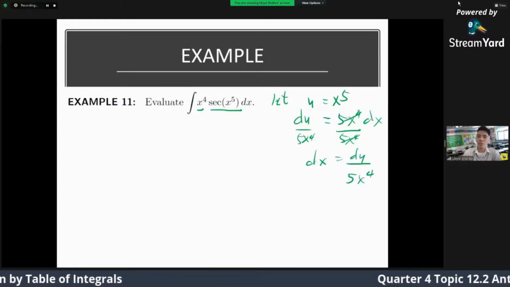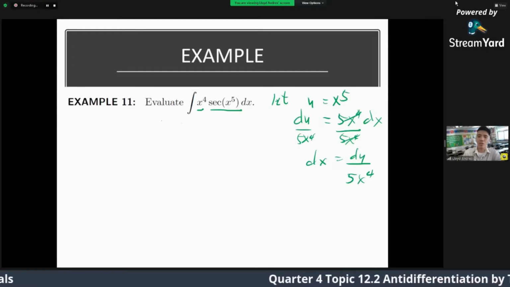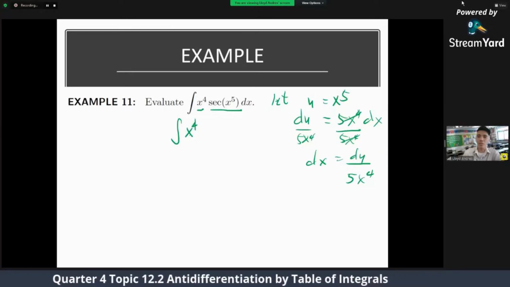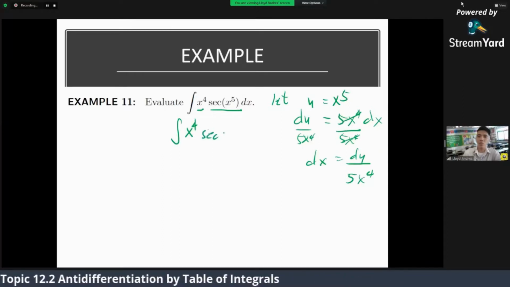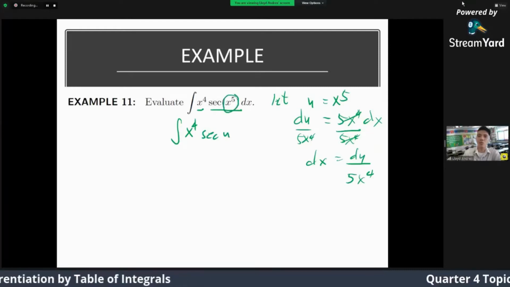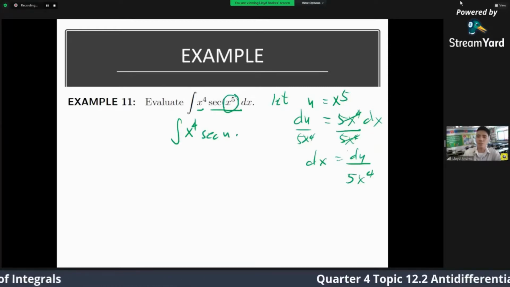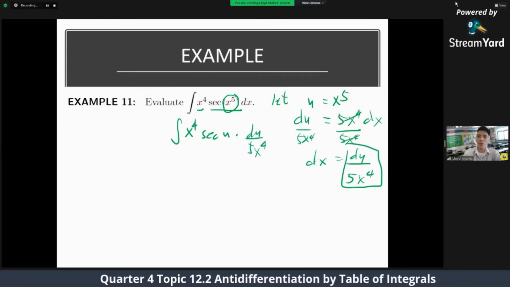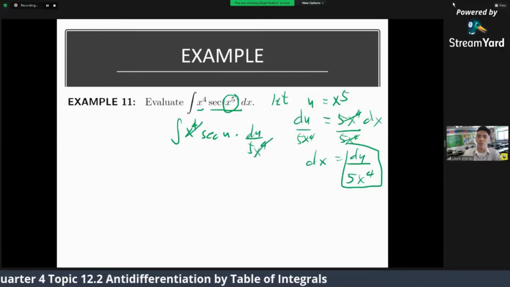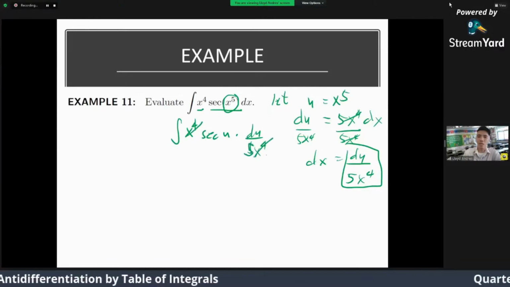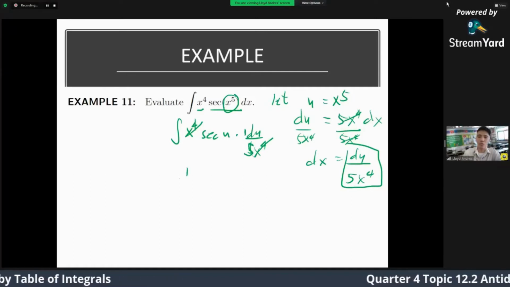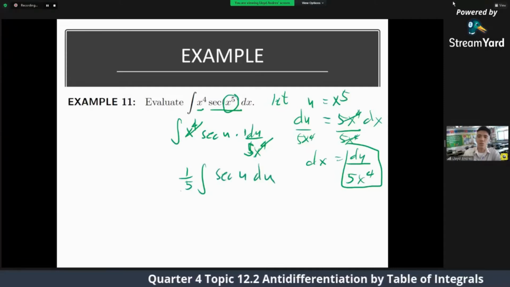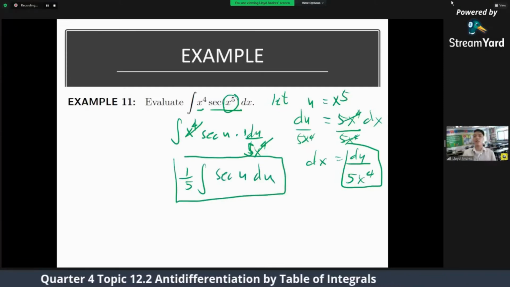After that, you can now rewrite your integrand. That will become x raised to 4, just copy it, but the secant x raised to 5 will be secant u, since we let that as u, while dx is du over 5x raised to 4. So x raised to 4 cancels, and the 5 in the denominator, we can factor out as 1/5 integral of secant u du. So that is the simplified integrand.